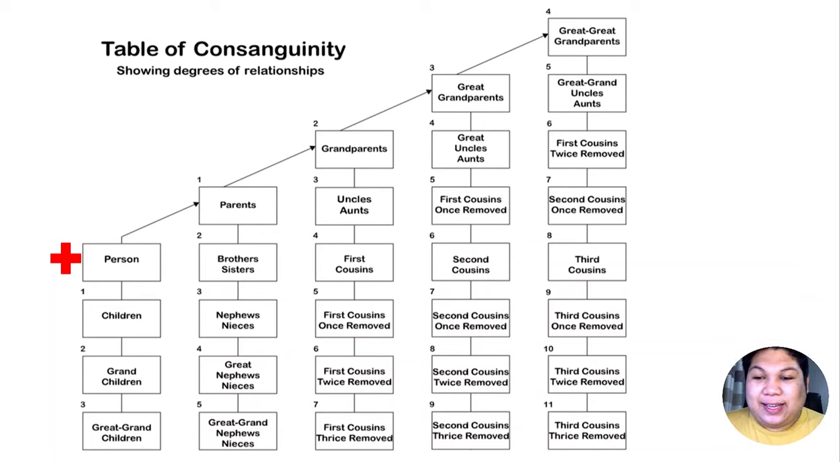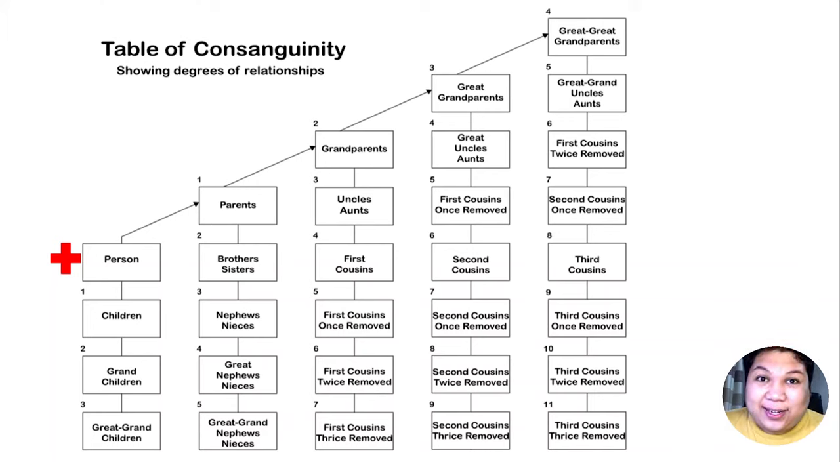From the nephews and nieces down, we will have another degree down. So the great nephews or nieces is fourth degree. And another line going down to great grand nephews or nieces is also another degree. So this is the fifth degree of consanguinity. And as we have said, Maria is a great grandniece of Juan. Therefore, if this is Maria on your screen, from Juan, 1, 2, 3, 4, 5. So Maria is a relative of Juan within fifth degree of consanguinity. Therefore, Maria can inherit from Juan.